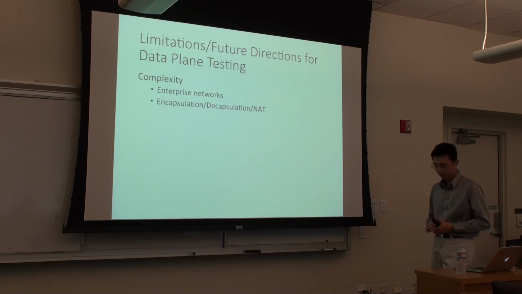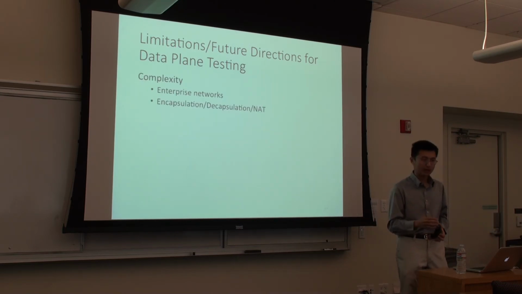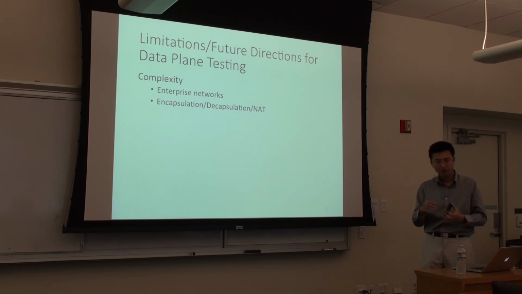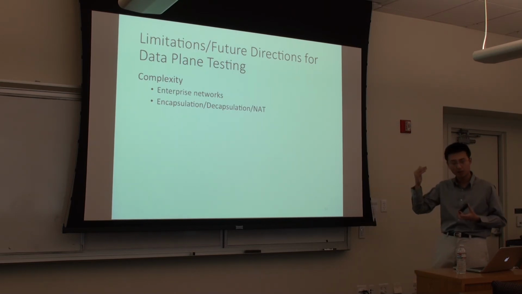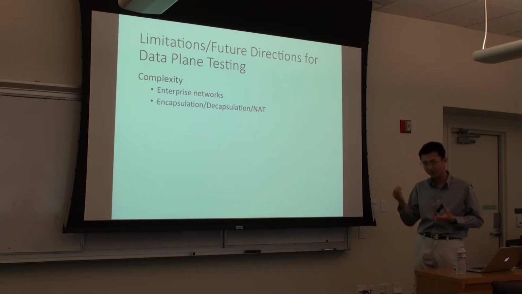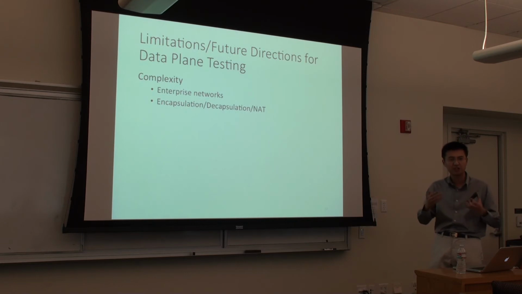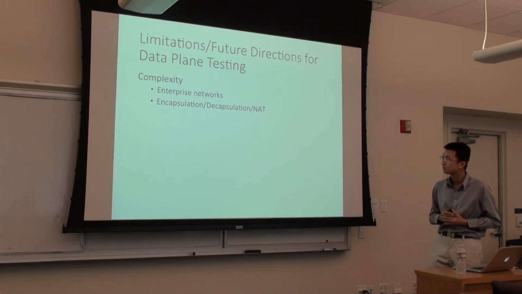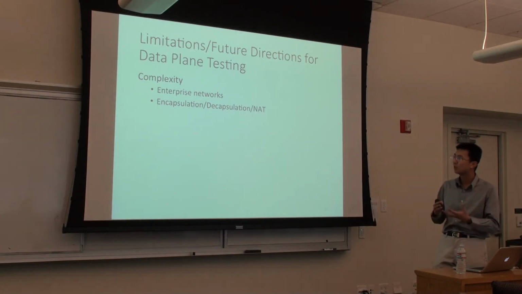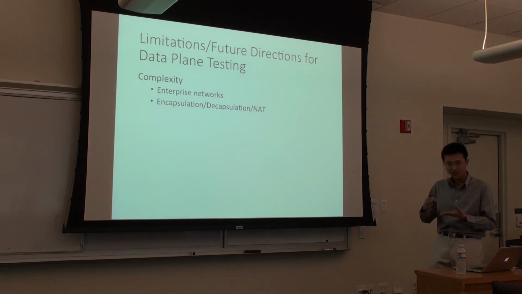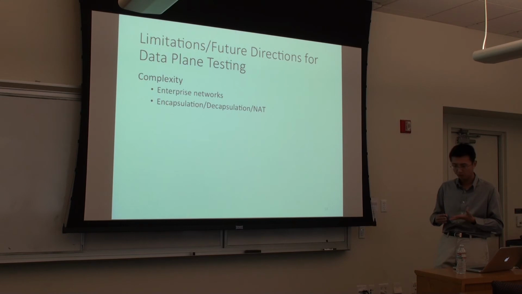We start from the complexity. Both NetSonar and Libra focus on scale. But some small scale networks are not easy to maintain either. For example, enterprise networks are known to be very hard to maintain because of the constantly changing and relatively ad hoc policy requirements. And there are multiple packet transformations such as encapsulation, decapsulation, network address translation, etc., which makes verifying these kinds of networks very challenging.